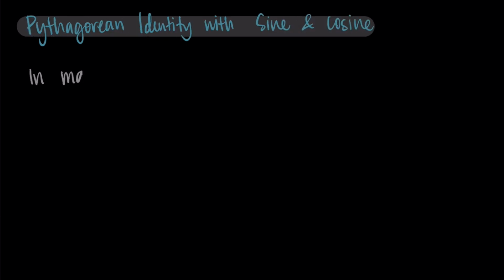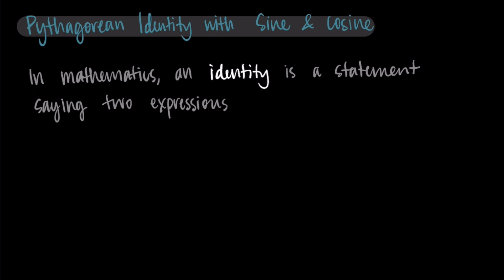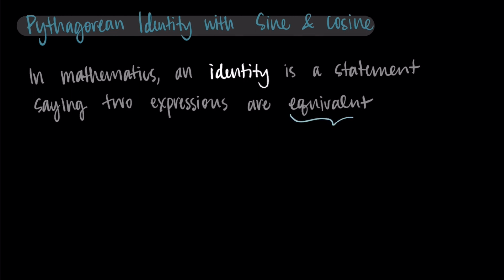So in mathematics, we say that an identity is a statement that says two expressions are equivalent. I like to remind myself that equivalent is basically like saying they're identically true. So you can think of identity and identical. They don't look identical. We're going to have different things on each side of the equation, but it tells us that one side of the equation is always equal to the other side of the equation. And so they're identically true.